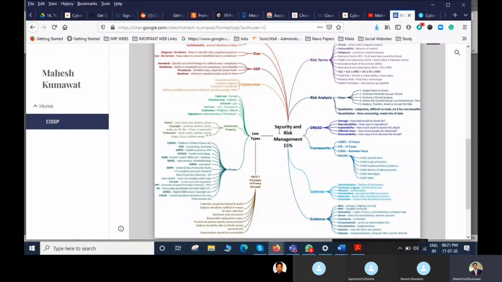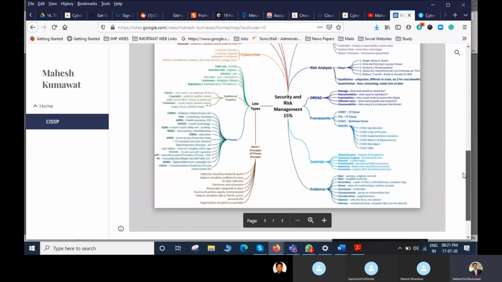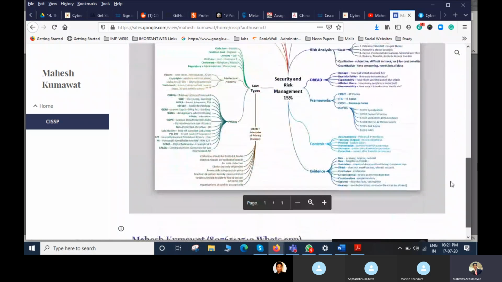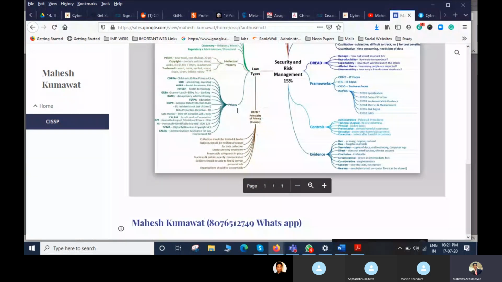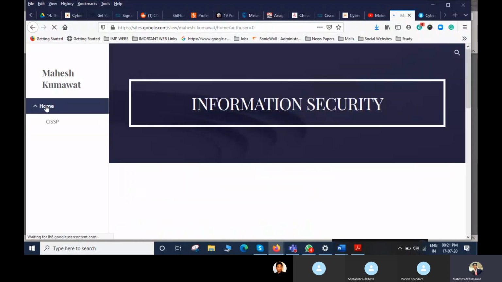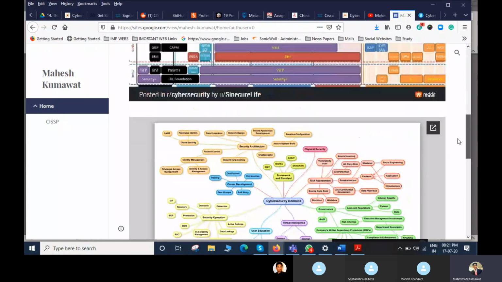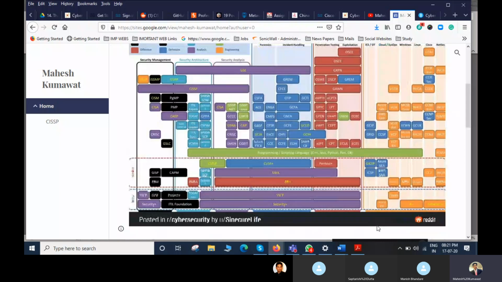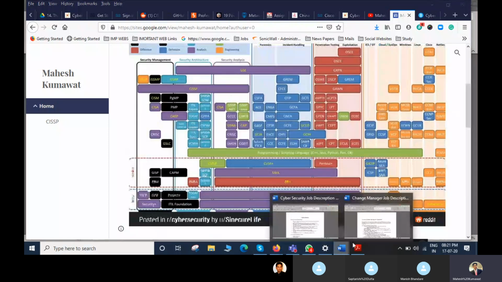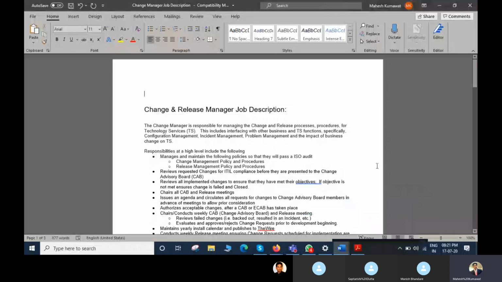Suppose domain one, security and risk management. You can find the information on what you're going to study and what sort of things you require, all in this place. This is security management, this is privacy, this is intellectual property. We already discussed all these things, but you can go to a single page and find all those details. This is what I'm talking about, and today we are going to study the second phase of the interview questions and answers page.